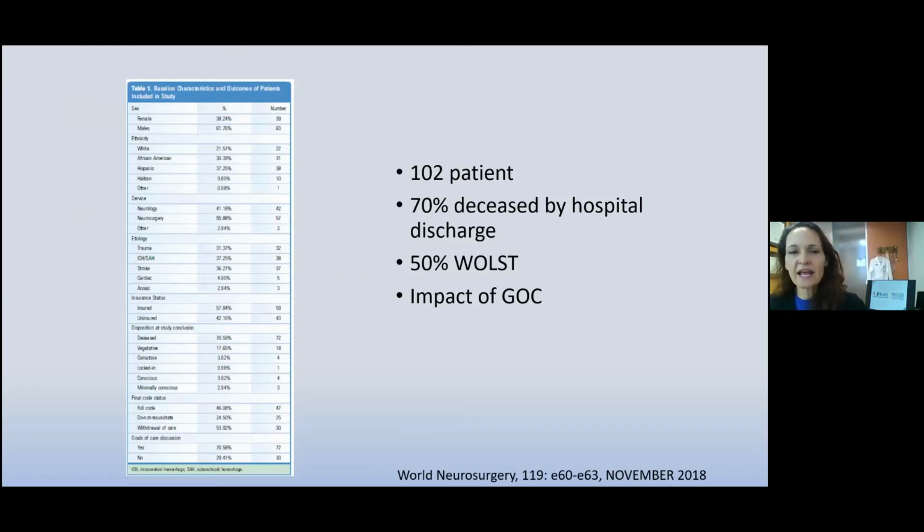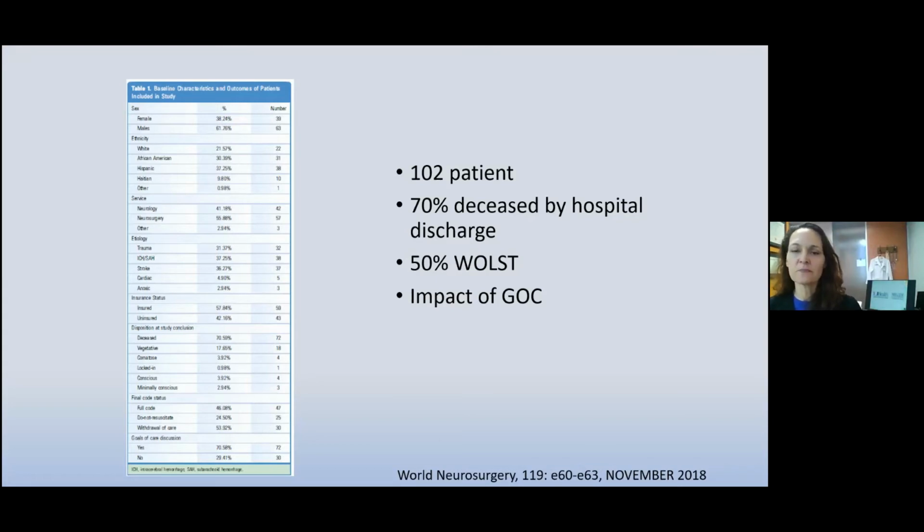I don't know if you can read this, it's just the characteristics. And they were spread across the different specialties: neurology, stroke, TBI, there was subarachnoid, it was all comers. And about 70% of these patients that met those criteria that I previously described were dead by the time they left the hospital. And 50% of them died because we withdrew care.